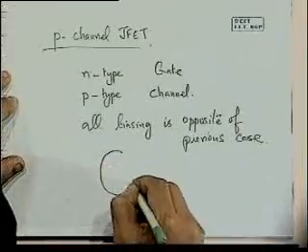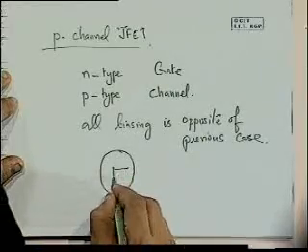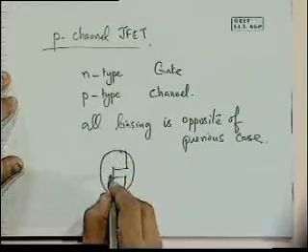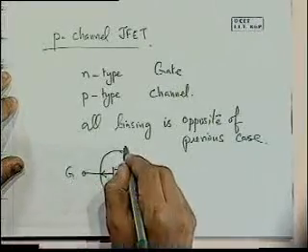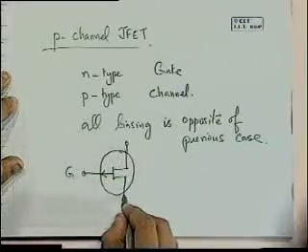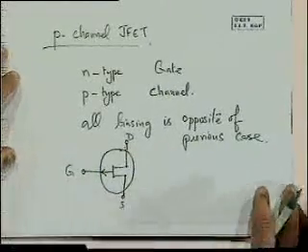The symbol that we have is again very similar, except that the arrow is pointing the other way and you have the source and drain. Okay?